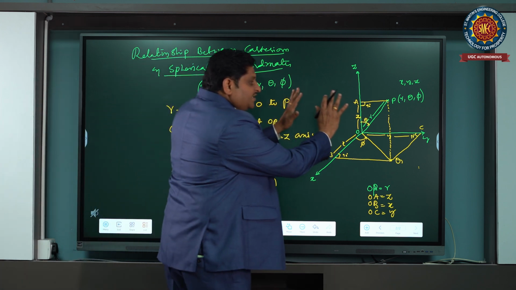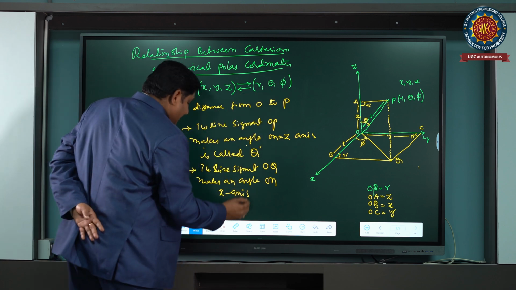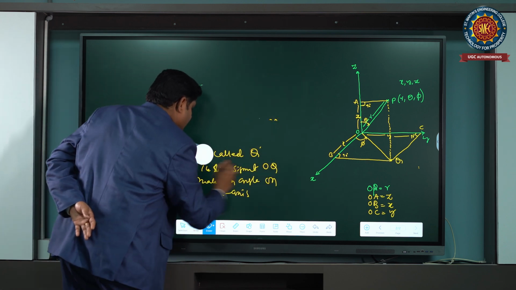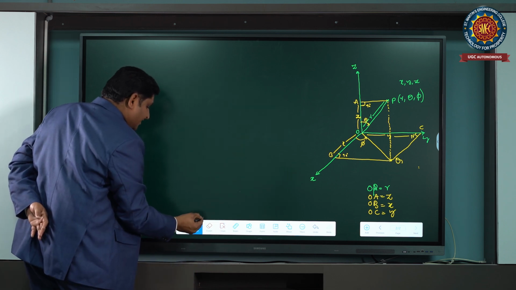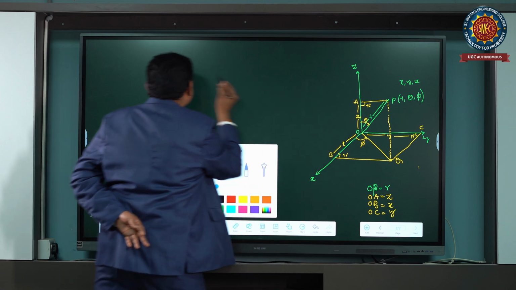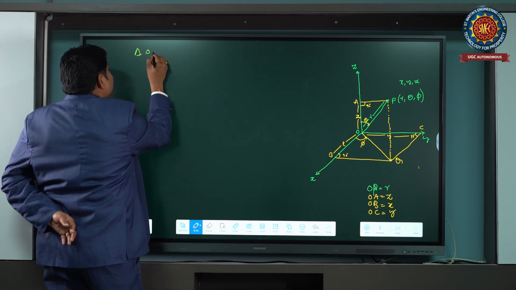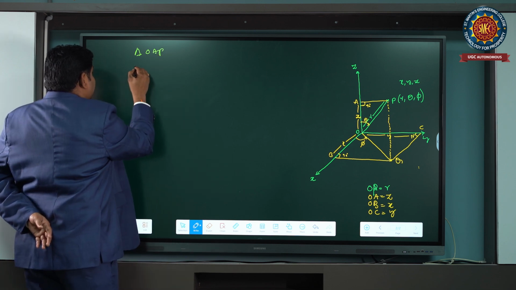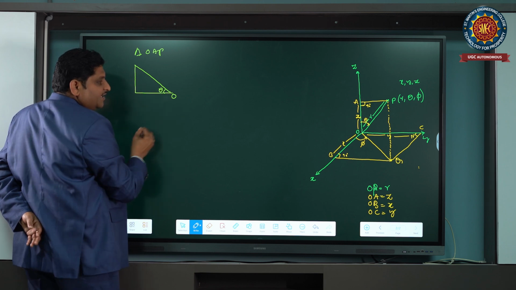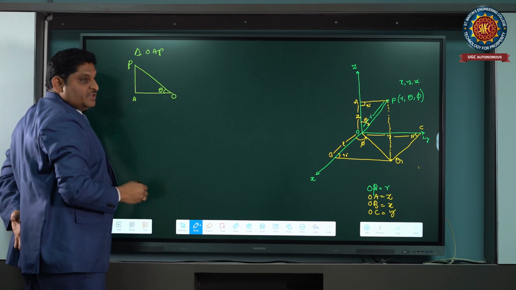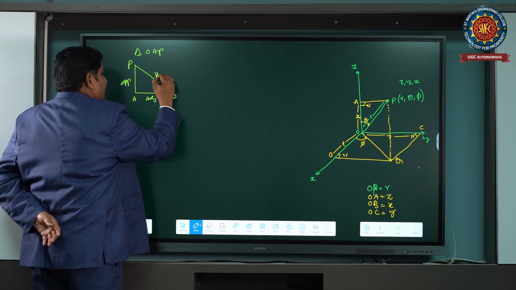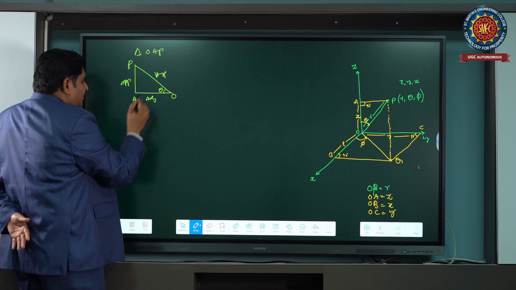So for this purpose, from this diagram, I can identify the relationship. From this diagram I can consider the right angle triangle OAP. For understanding purpose, I am rearranging the triangle. This is the point O, here the angle is theta, here the point is A, and here the point is P. From the right angle triangle, this is the opposite side, this is the adjacent side, and this is the hypotenuse.